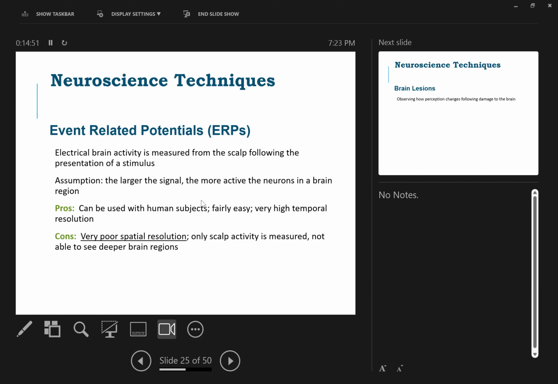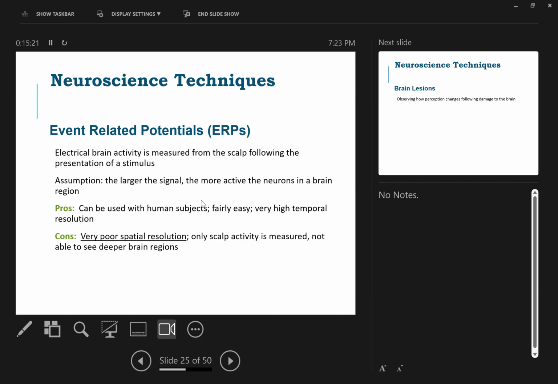What are the limitations? The spatial resolution is really poor. Spatial resolution in this case means in the brain, right? If you're recording from a whole chunk of the brain, it's not a high spatial resolution in the brain tissue. That's what the spatial resolution means.